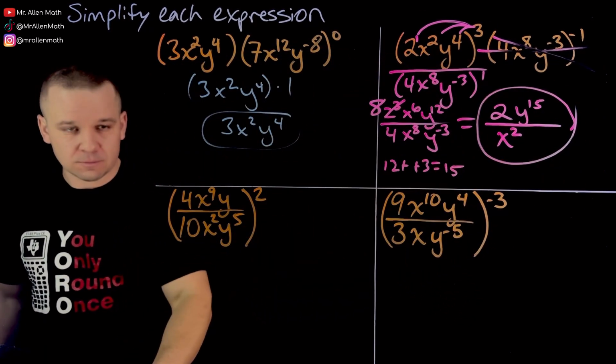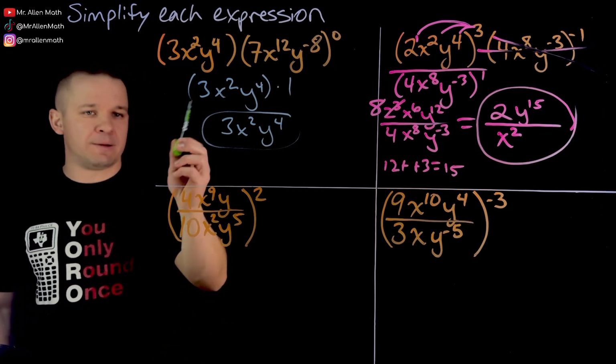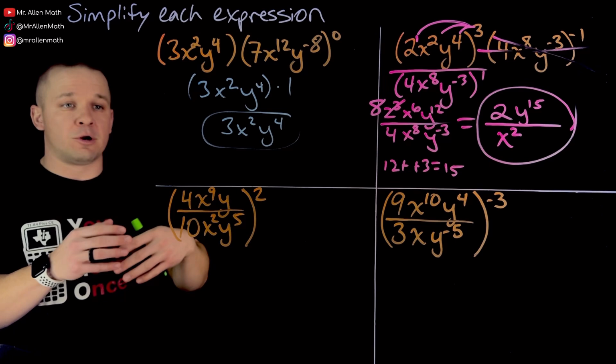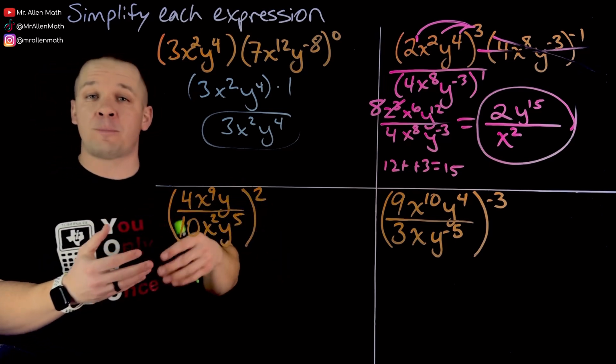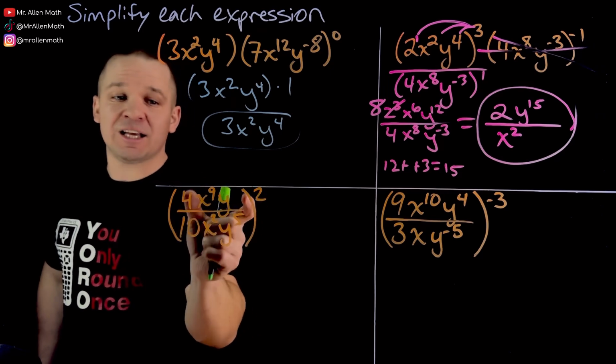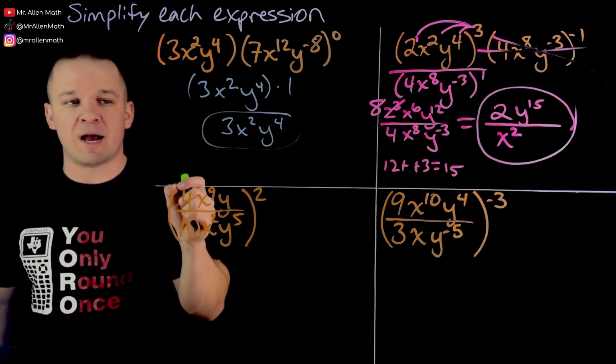It's dope. All right, let's go green on this one. So I've got a fraction all raised to the exponent of 2. And like I said before, there are a couple ways to do this. This is how I'm going to go about it. I like to simplify anything I can inside. Then I'm going to distribute my exponent of 2.